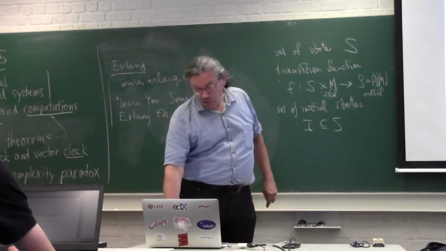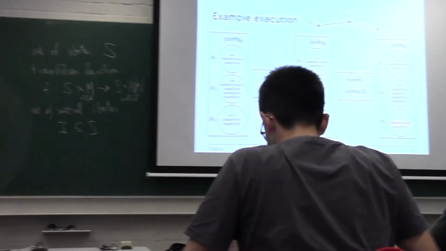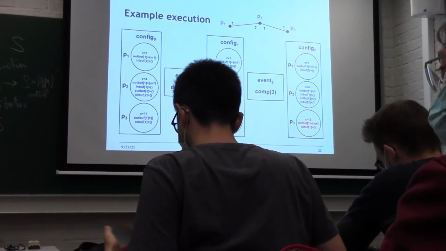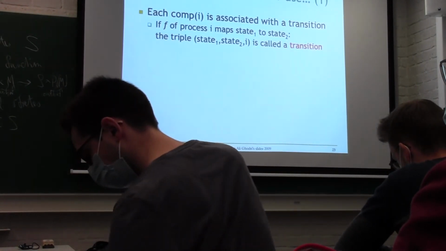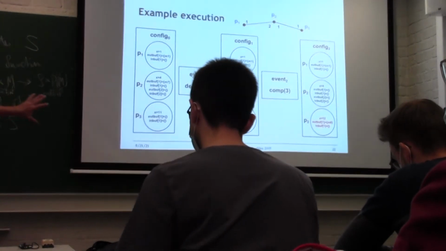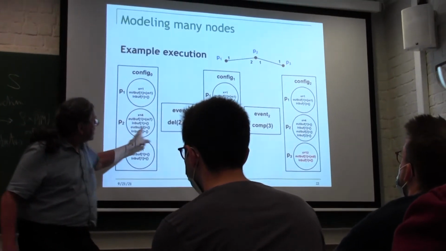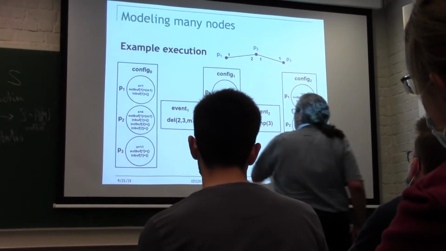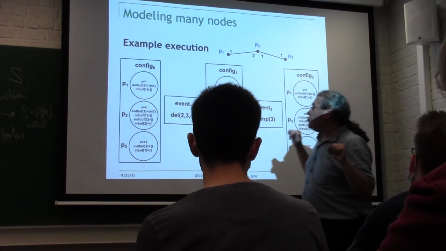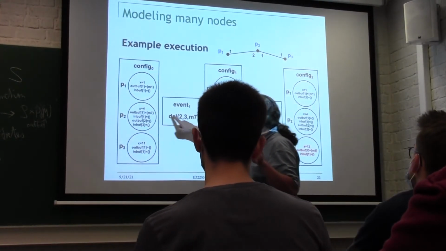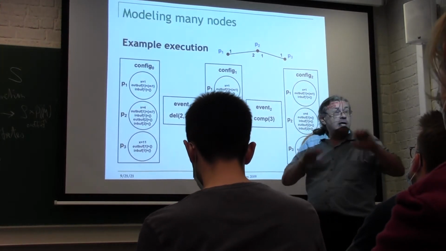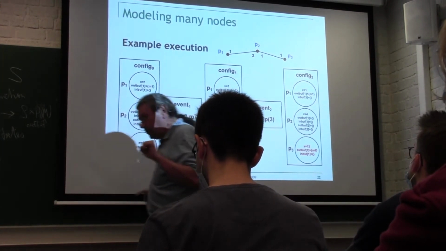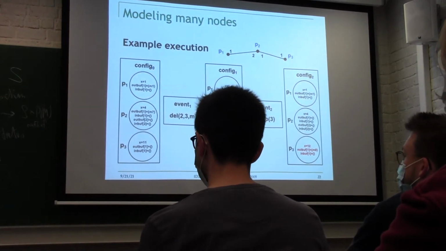So this is an execution, okay? Okay, so now let's just make some. So you see how it works. Configurations, they do steps with del and comp events. And the messages are transmitted through this del transition from out buff to in buff. That's it. That's the model. So it's not really that complicated.